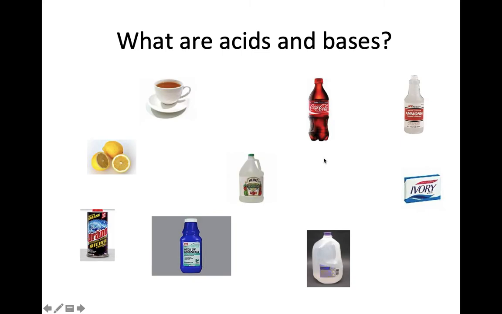My personal favorite, Coca-Cola. That is an acid. That actually has a lot of acid in it, or should I say a lot of different kinds of acids. It has phosphoric acid, read the label, carbonated water, which is carbonic acid, phosphoric acid, and citric acid. Yum, 3 acids. Ammonia for cleaning is a base. Ivory soap is a base for cleaning. And of course, we have pure distilled water, which is neutral. Trick question. It's not an acid or a base.